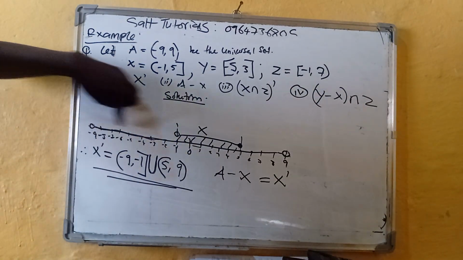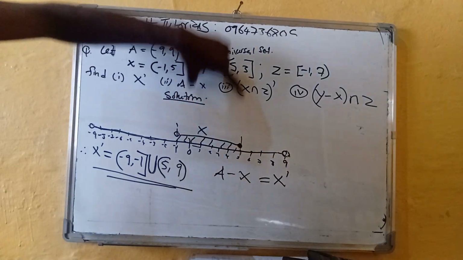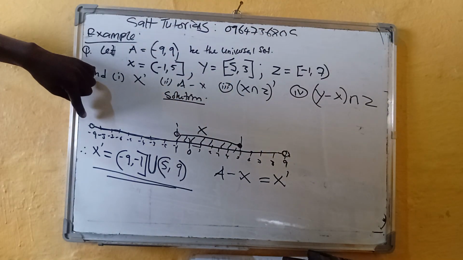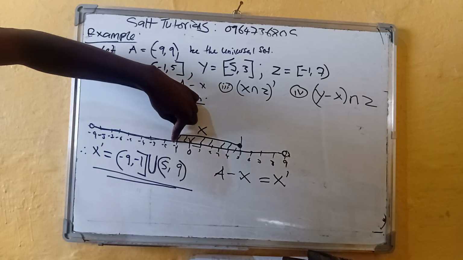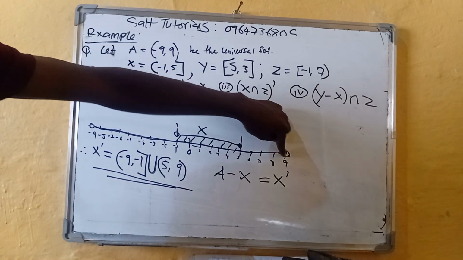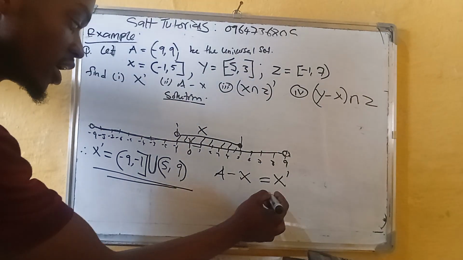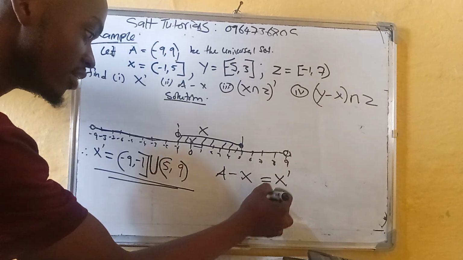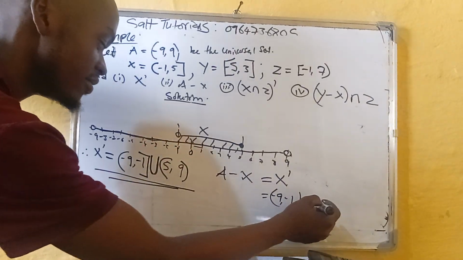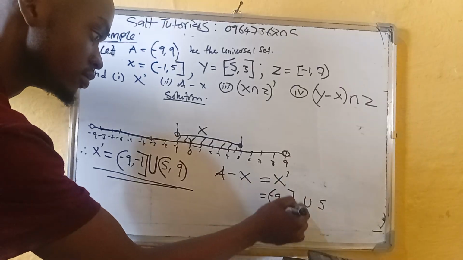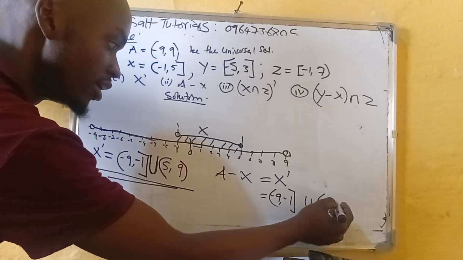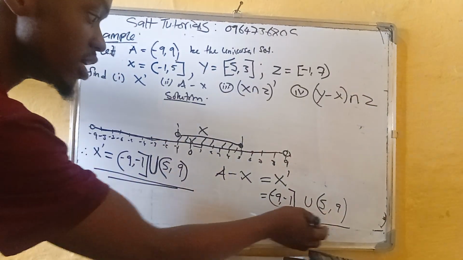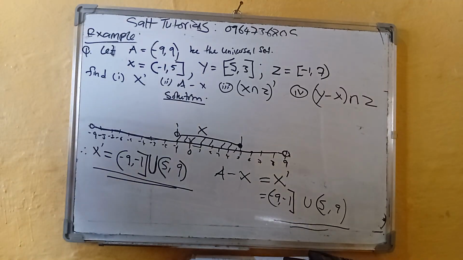Because in this A, we are removing X. So I remain within -9 to there and from there to there, which is the same as (-9, -1) union (5, 9). This is still the same solution. And you are done.